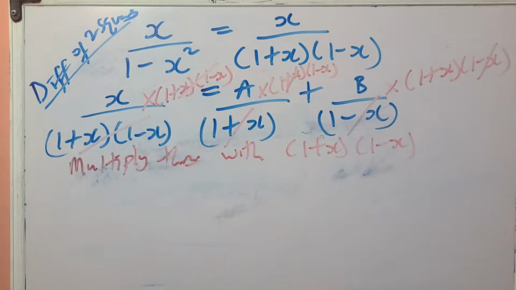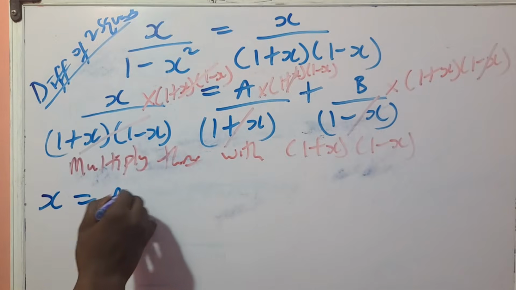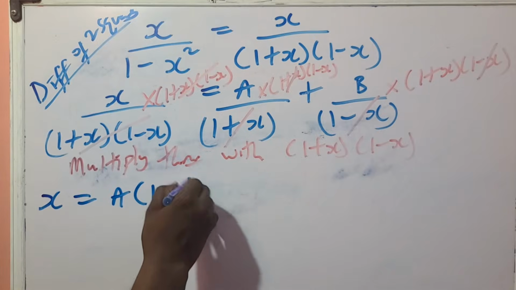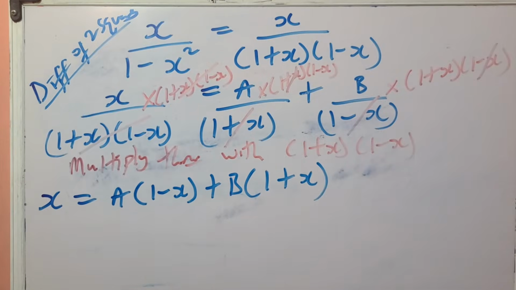So what you'll be left with will be x equals a into bracket 1 minus x plus b into bracket 1 plus x. So this is what we're going to arrive at after doing what we were supposed to do. All right. Now, this makes it all simple. Once you're able to get to this particular place, that's all. The only thing you need to do is to just do some basic things and you will be arriving at your final answer.